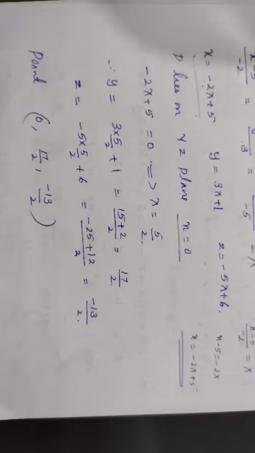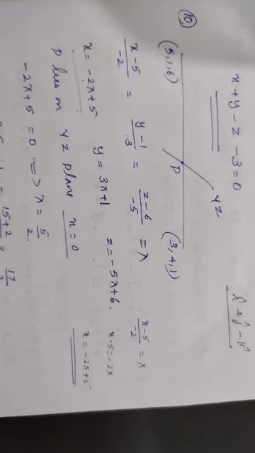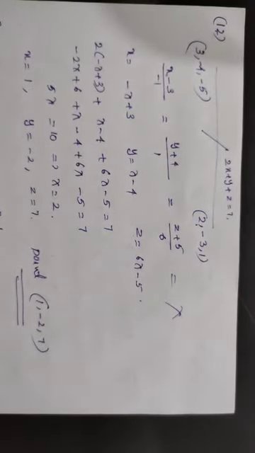If the question says the line crosses the XY plane, what is the condition? For the XY plane, z equals 0, only that changes. If it is the XZ plane, then the condition becomes y equal to 0. Please do the similar question yourself. Then next we can discuss question number 12.